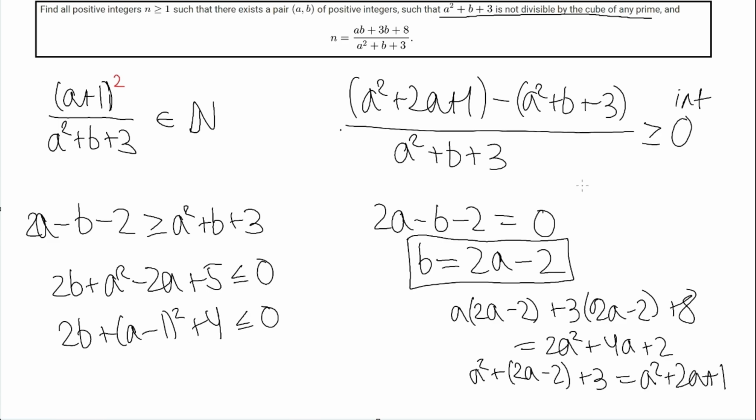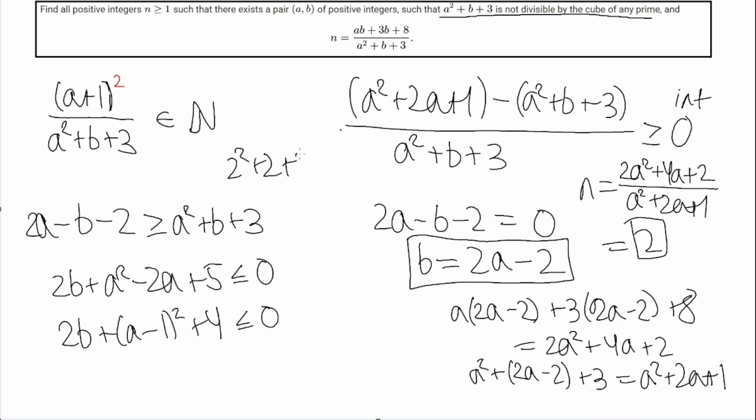Therefore, we must have n is equal to (2a squared plus 4a plus 2) over (a squared plus 2a plus 1), which is equal to 2. This means that the only possible value for n is 2. And indeed, we can set a equals b equals 2, because then b equals 2a minus 2, and this gives the desired result. And we can indeed check that 2 squared plus 2 plus 3, which is 9, is not divisible by the cube of any prime. So therefore, the only possible value of n that works is n equals 2, and we have solved the problem.